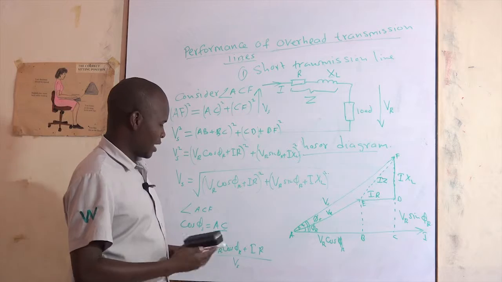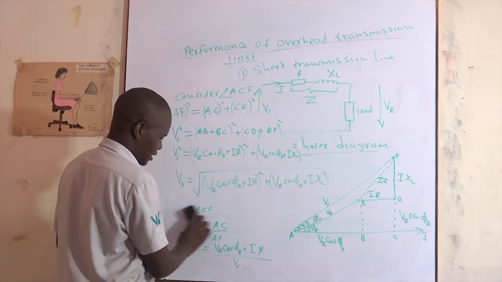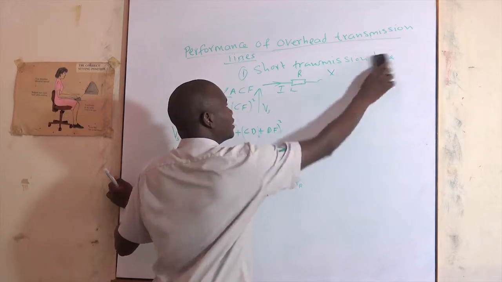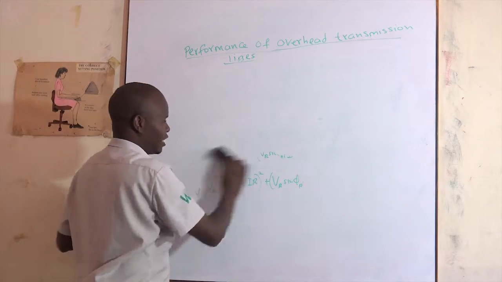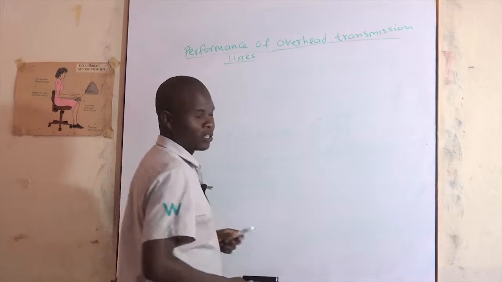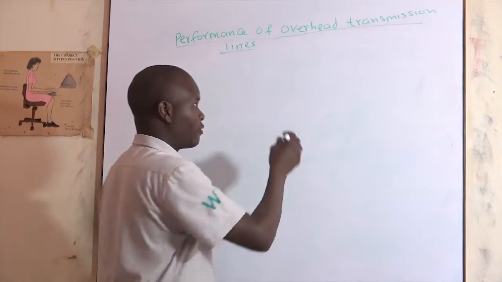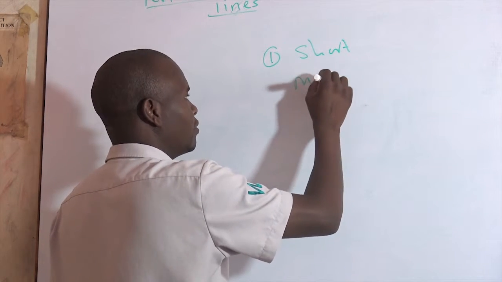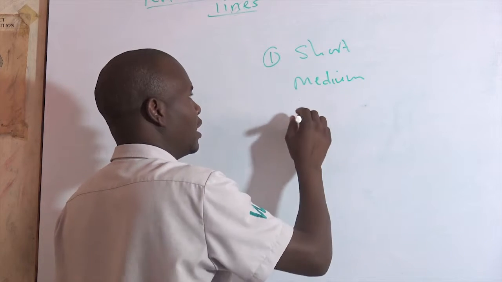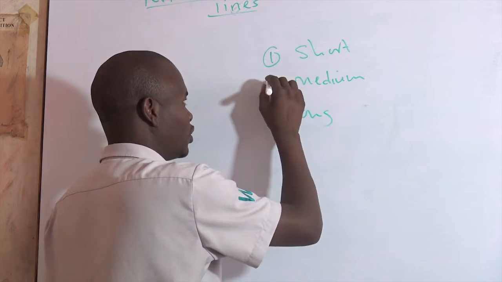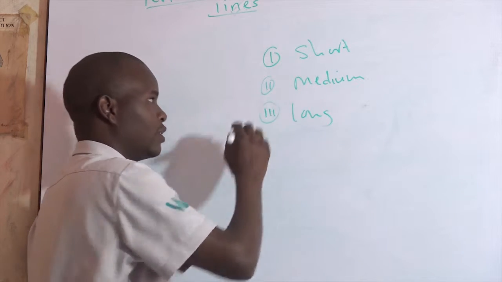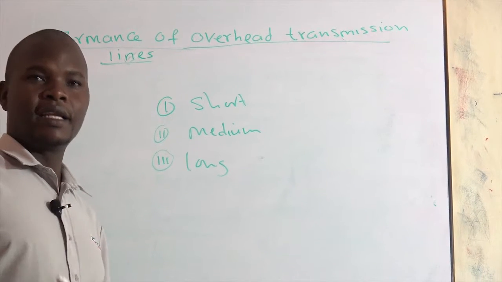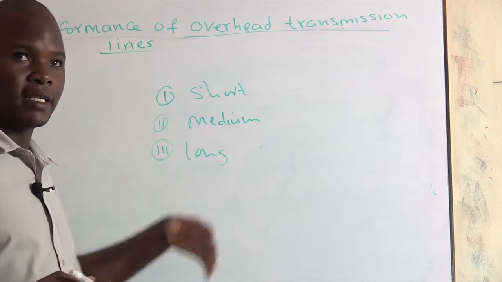So in review of what we have learned today, in summary, we have discussed that we have three types of transmission lines: short, medium, and long transmission lines. It depends on the length and the amount of voltage the line is carrying. That's how we can categorize them.